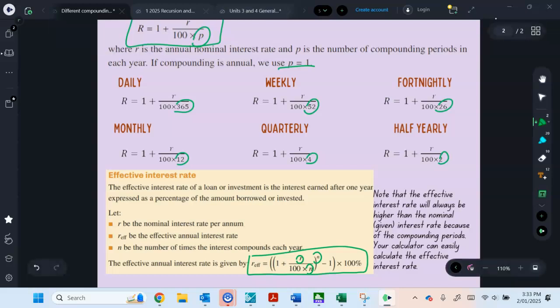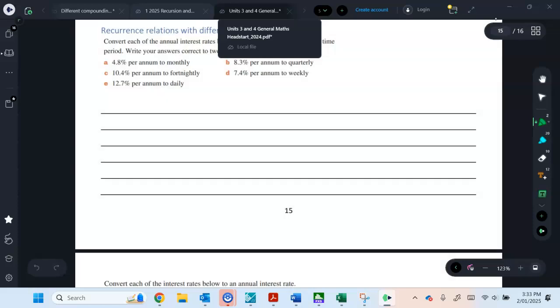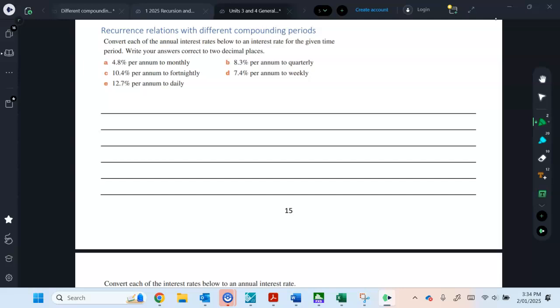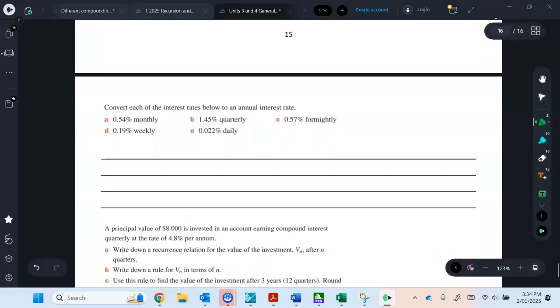Let's actually open the right document. For each of these, we have the annual interest rates, and we're converting them to their different time period. If you've got monthly, you're just dividing it, so 4.8 divided by 12 and so on. Pretty straightforward. And this one here you would be multiplying, 0.54 times 12 to get the annual interest rate. So just remember the number of compounding periods and so forth.